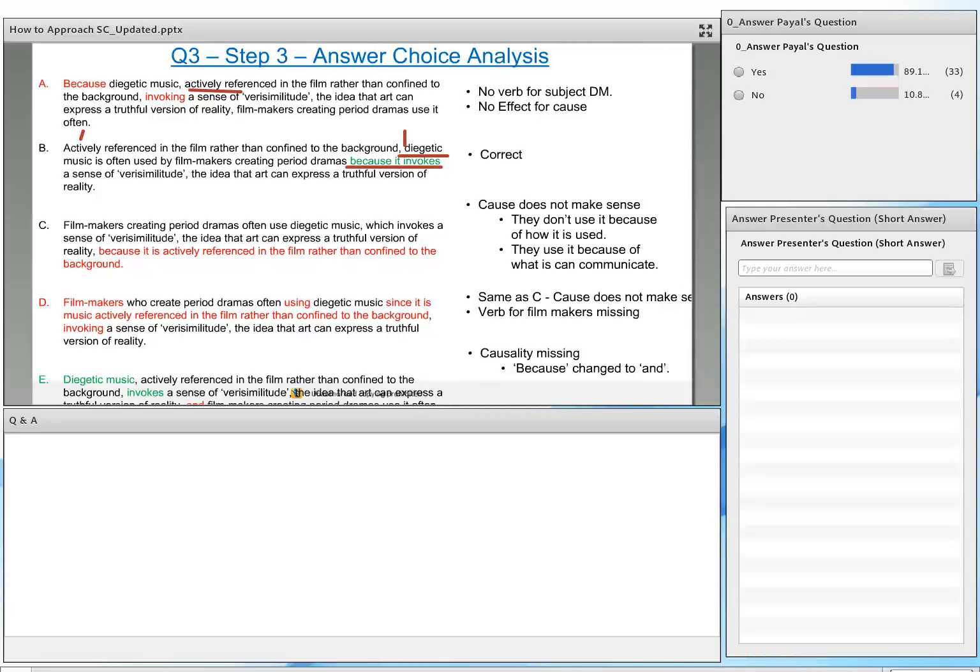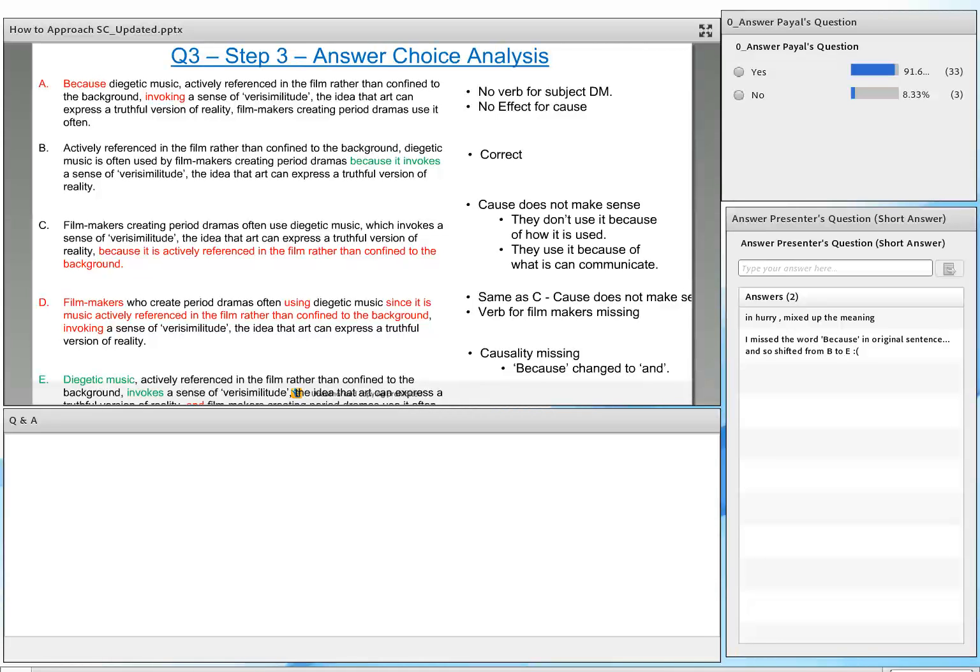About 40% of the class rejected choice B. Give me one solid reason for rejecting choice B. "I missed the word because in the original sentence, so shifted from B to E." Now look at this. Again, you missed the word because. Why? Because you're still not focused on the meaning. That's the only reason why you would have missed the word because.